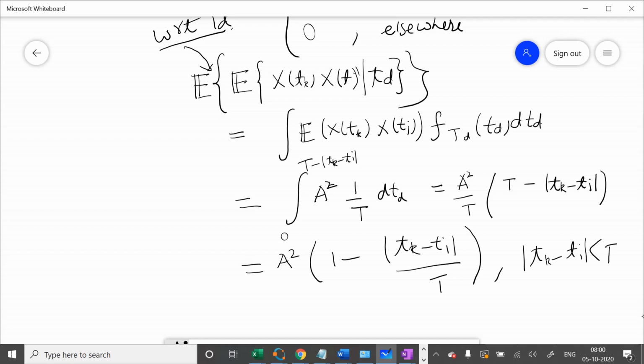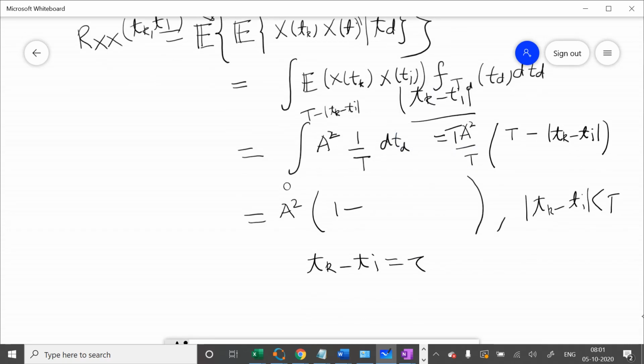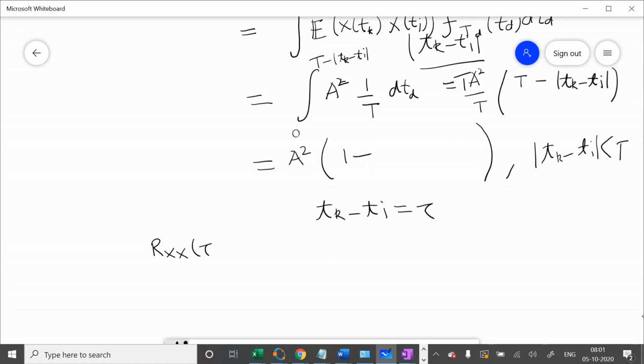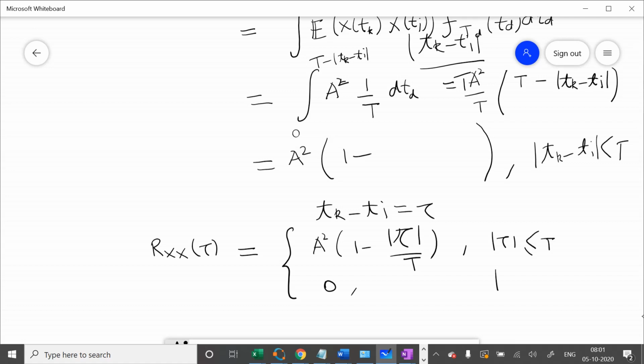This is well known. Now you see that this exactly is the autocorrelation Rxx, and if you define Tk minus Ti as tau, then we can write the autocorrelation function as a square times 1 minus tau by T whenever tau is less than or equal to T, and 0 whenever tau is greater than or equal to T.